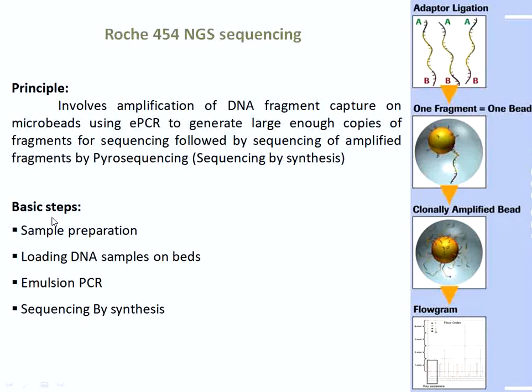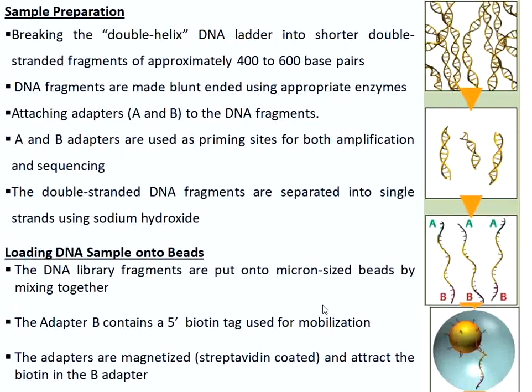The basic steps involved in Roche 454 sequencing are, first, sample preparation, which involves the preparation of DNA samples, then loading of these DNA samples on the microbeads, then carrying out the emulsion PCR, and finally the sequencing using the pyrosequencing, sequencing by synthesis method. Here you can see the basic steps. These are the microbeads on which we are loading our DNA fragments, and then they are amplified in emulsion PCR to generate a large number of copies. We will introduce each of these steps in detail.